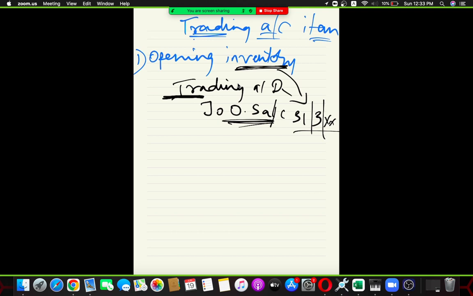Now let's move forward to the second one, that is purchases and purchase return. These two are like brothers, two brothers. See, what is happening with respect to purchases? Let's try to understand the purchases entry from the initial stage so that we will not make mistakes.